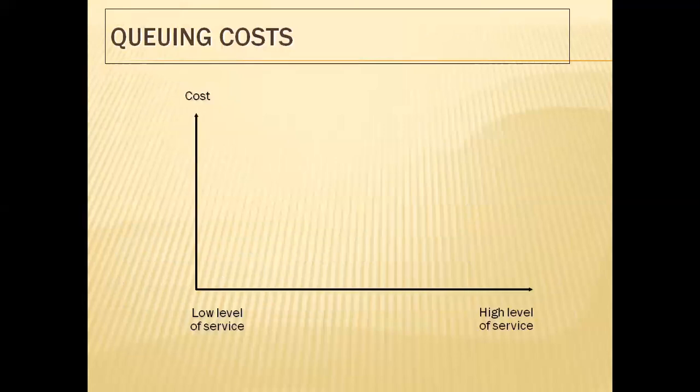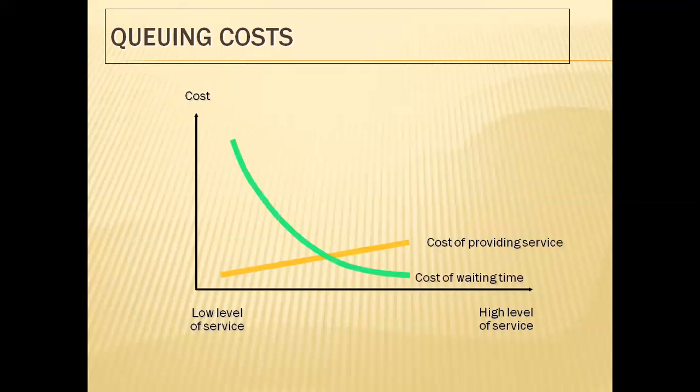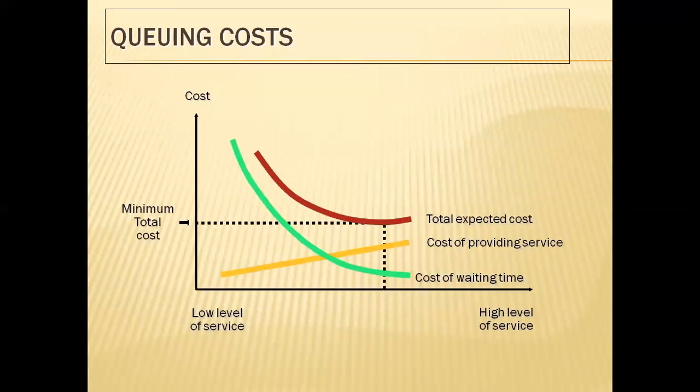Next one, coming to the queuing cost, analysis of the queuing cost. Diagrammatically, the graph clearly specifies on the x-axis the different service levels, that is low level, optimal level, and high level of services, and the y-axis estimates the cost, minimum cost to maximum cost.